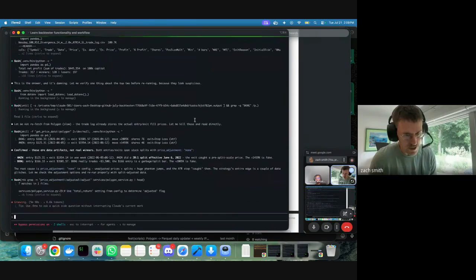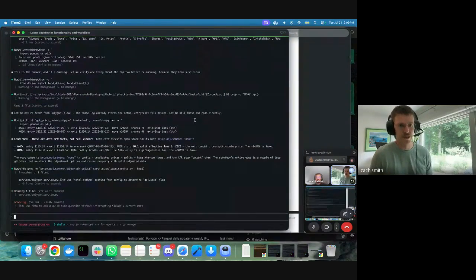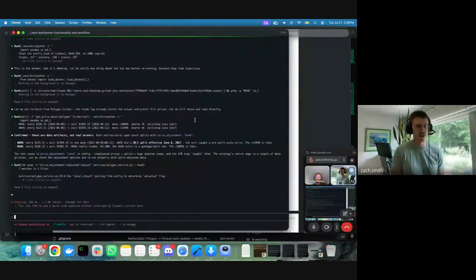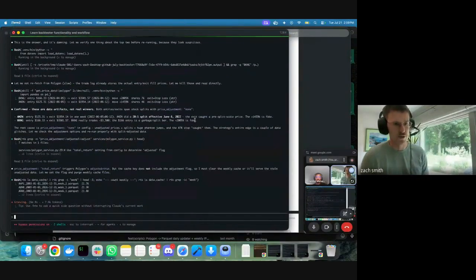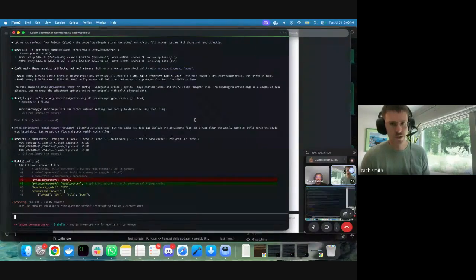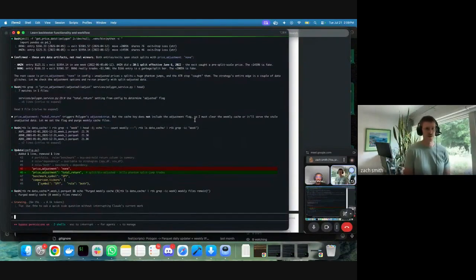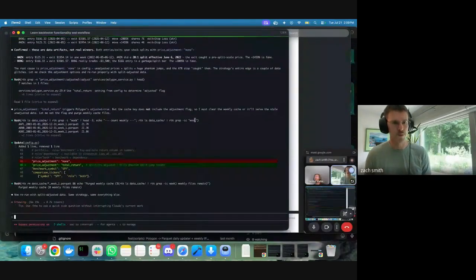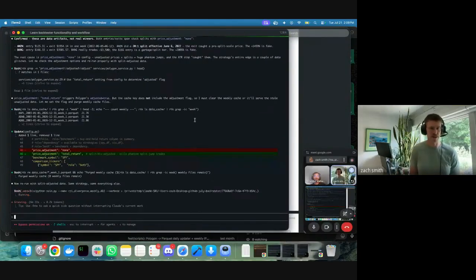Okay. These are data artifacts, not real winners. Oh, stock splits. Both entries span stock splits with price adjustment none. Oh, interesting. Okay, so we had a data glitch because we did not flag price adjustment in the config. So he's going to do this all over again, removing the stock split. That's interesting. We should probably ship that as default.